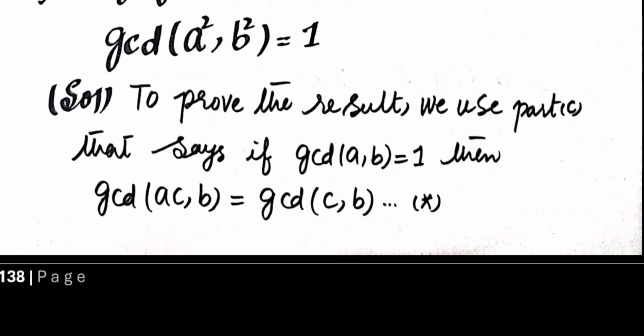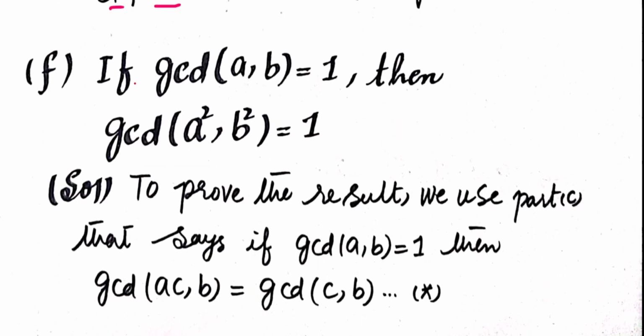Last part. In the last part, this is very interesting. In this part, we have to show if GCD of A and B is equal to 1, then the GCD of their squares is also equal to 1. To prove the result, we use part C, which says that if GCD of A and B is equal to 1, then GCD of AC and B is equal to GCD of A and B.